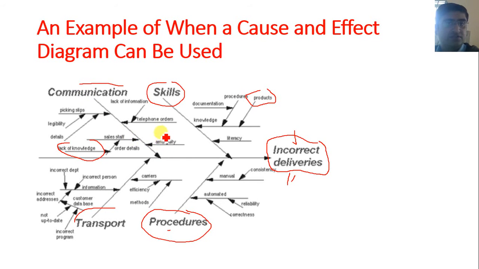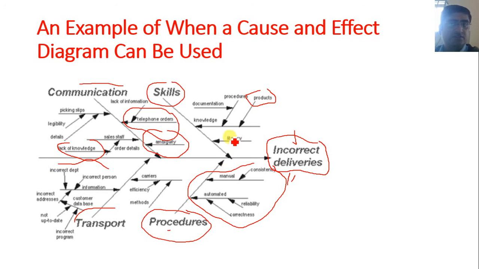So these are all factors which affect the incorrect deliveries, and there are also some sub-factors which affect these incorrect deliveries problems. So you have to plot all the points on this diagram to eliminate this error of incorrect deliveries. This type of sketch is known as the fishbone diagram, or cause and effect diagram.